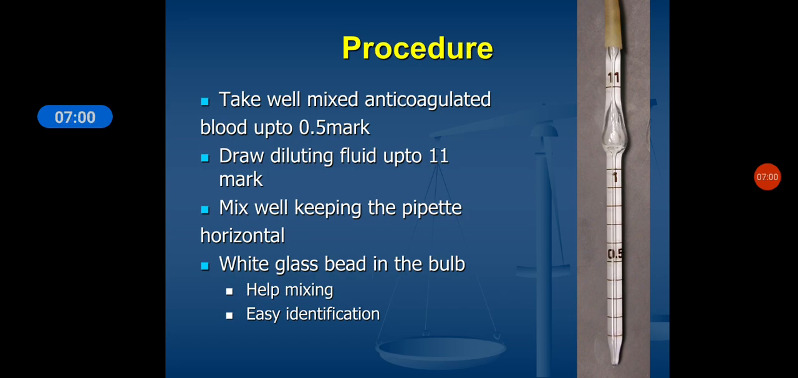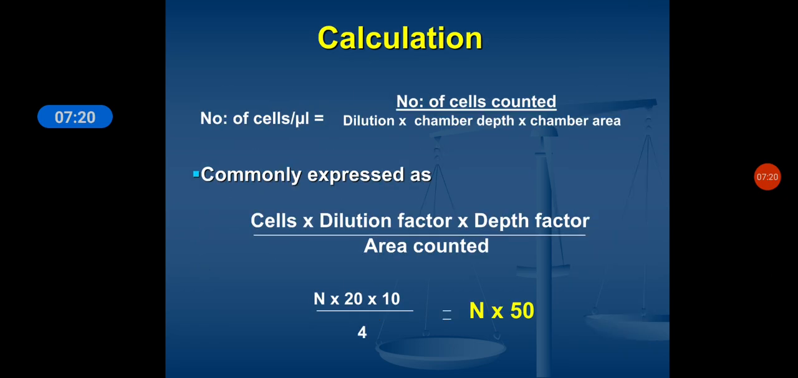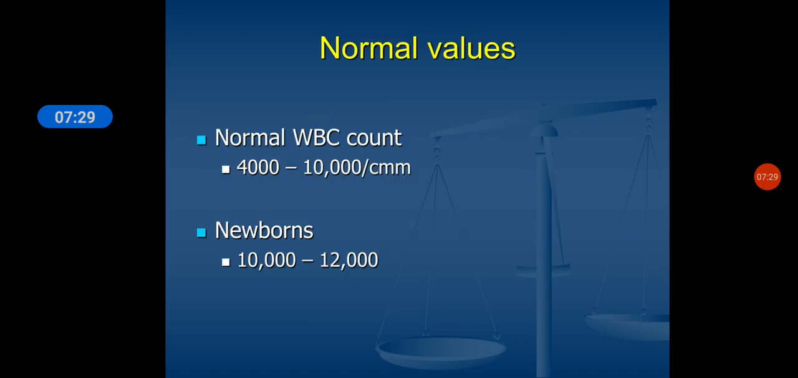So what is the procedure? First you take anticoagulated blood that comes in the vacutainer up to the 0.5 mark. Then you draw diluting fluid up to 11 and mix the pipette well. Then you wait for some time and slowly charge the Neubauer chamber. So this was a calculation which was used earlier. If you're interested, you can go ahead. Nobody is stopping you.